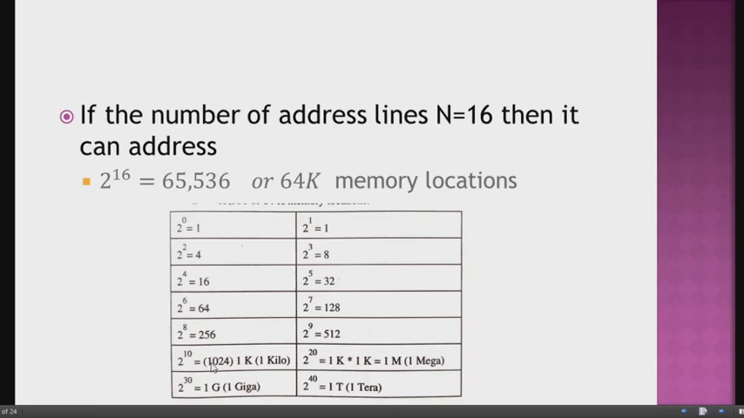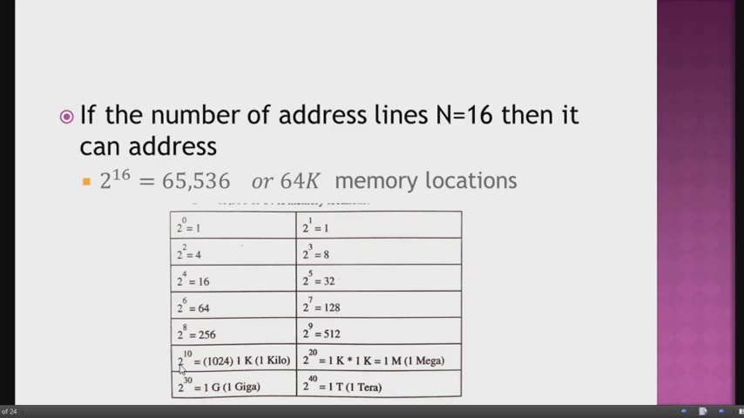So, here is a table indicating the memory locations for the number of address lines specified from 0 to 30. For 0 address lines, it is 2 raised to 0 equals 1. That means 1 memory location. 2 raised to 2 means 4. 2 raised to 3 means 8, so 8 memory locations are there. 2 raised to 4 means 16 memory locations. 2 raised to 5 means 32 memory locations. 2 raised to 6, 64. 2 raised to 7, 128, and so on.